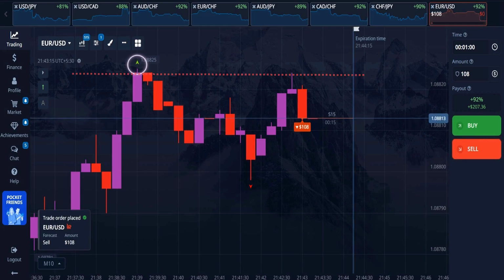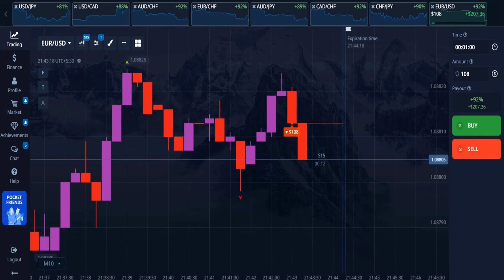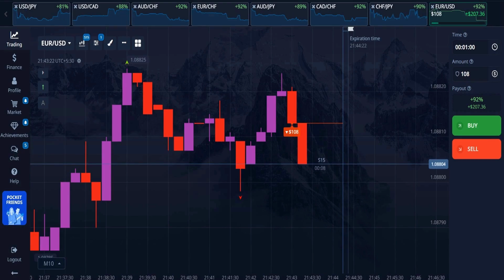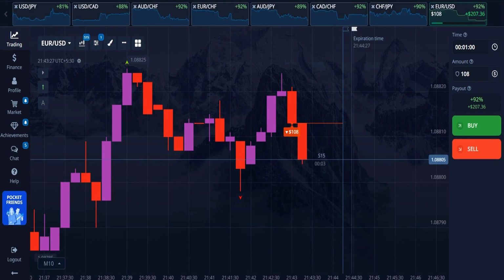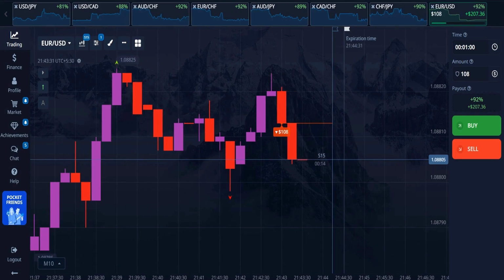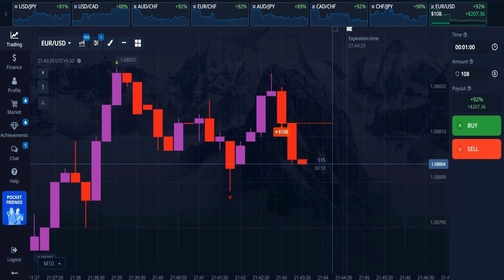As you can see on the chart, the fractal indicator gave a sell signal, which is marked by a triangle above the candle. After this signal, the price reversed from that level and came back to the same level again. This tells us that the price is now at a strong resistance level.